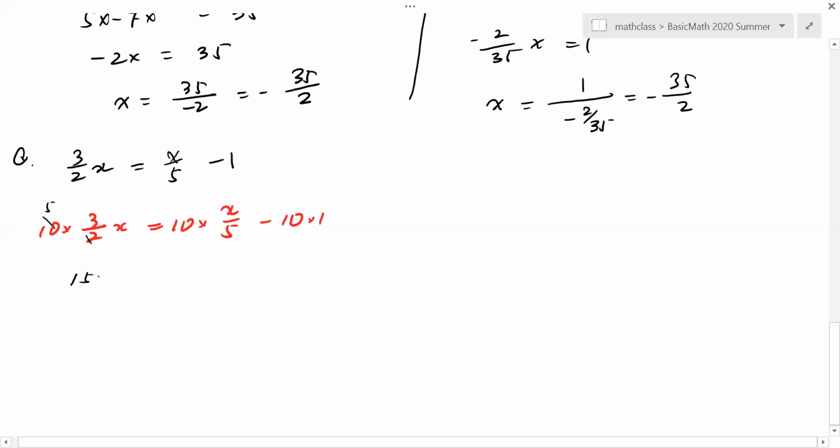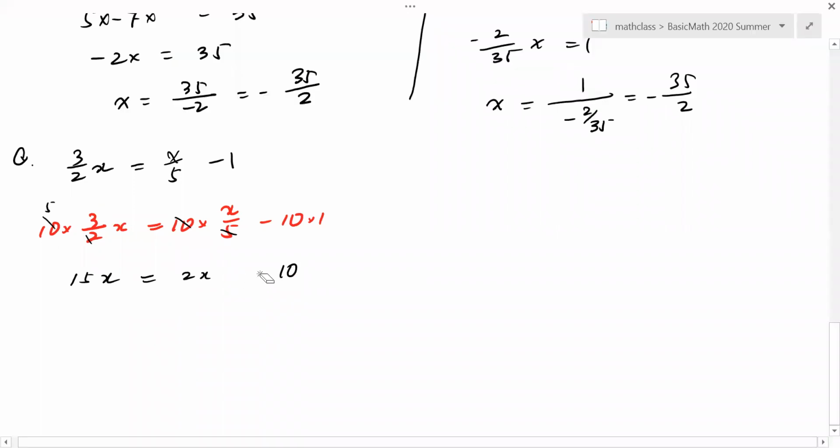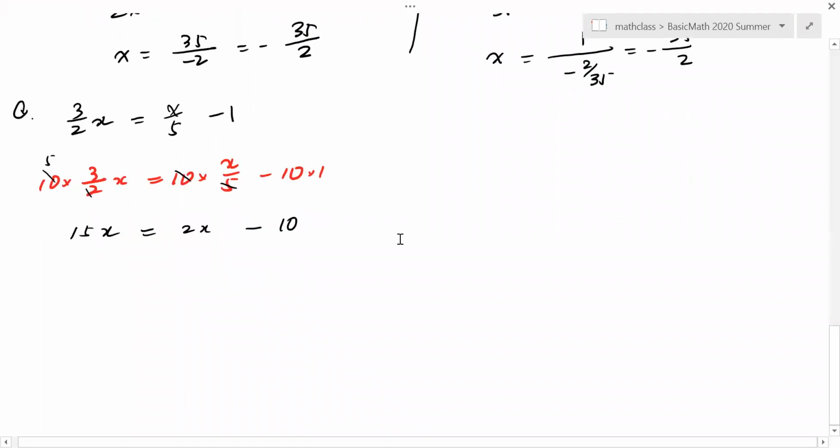So 10 over 2 cancels out, that will be 5, so 15x. And that will be just 2x equals minus 10. So minus 10, yeah. Then you move 2x to the left, right? So 15x minus 2x equals negative 10. And 13x equals negative 10. So x is negative 10 over 13.